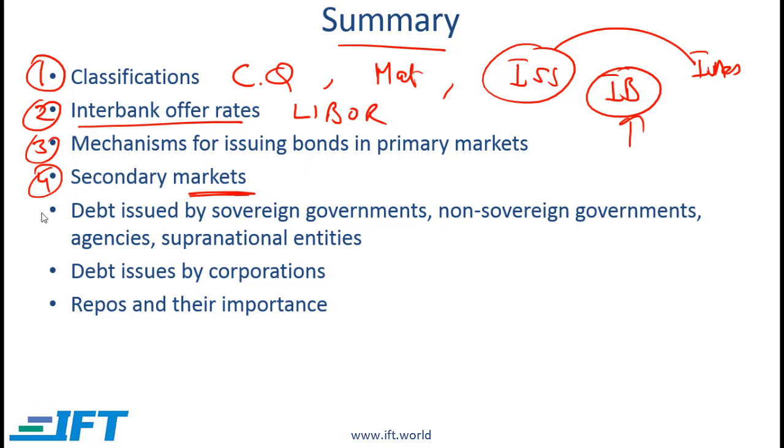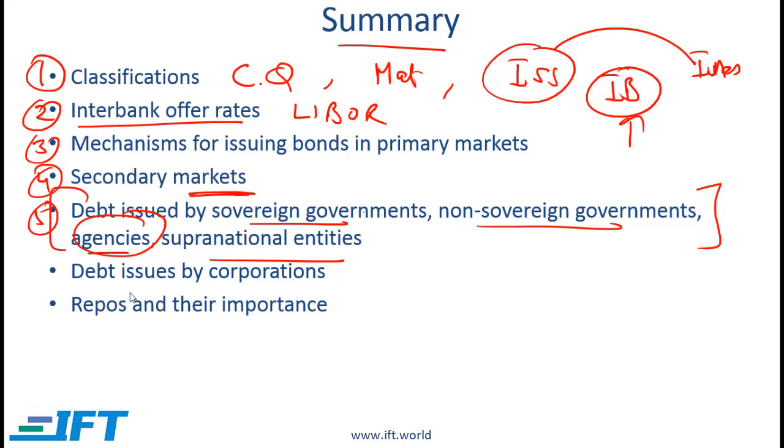Debt issued by sovereign governments, non-sovereign governments, agencies, supranational entities. So these are all government-related entities. The credit risk is generally the lowest with sovereign governments and non-sovereign governments. Agencies are entities that are created by governments. These agencies also issue bonds. Generally, their credit rating is low, but not as low as the credit rating of sovereign governments. And then supranational entities are entities like the IMF and World Bank.